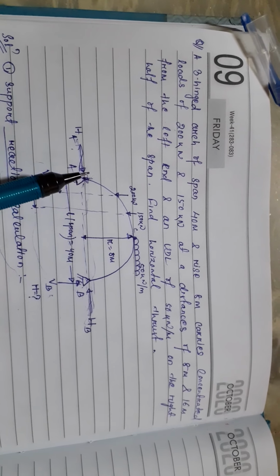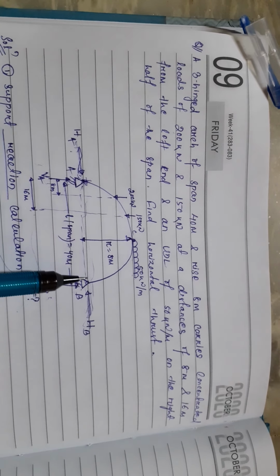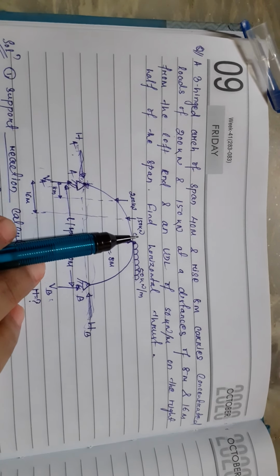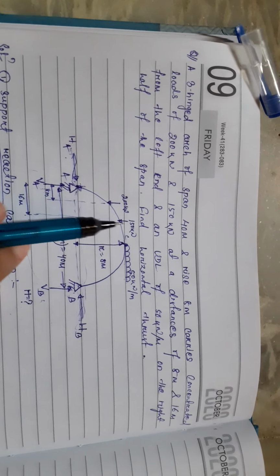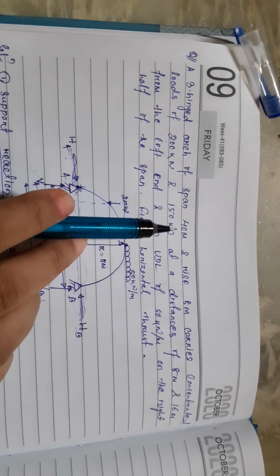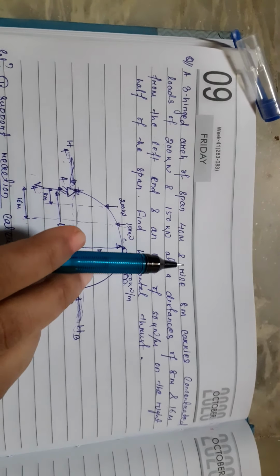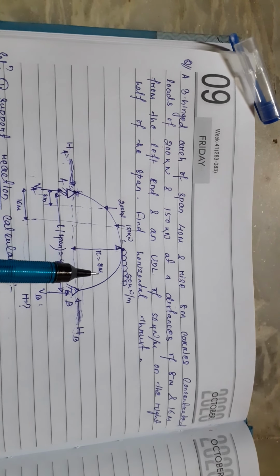First of all, we draw the 3-hinge arch. Here one hinge is A, another hinge is B, and one hinge is C. Then what the question says: the span is 40 meter, the length of the span is 40 meter. The rise is 8 meter. This is the height.